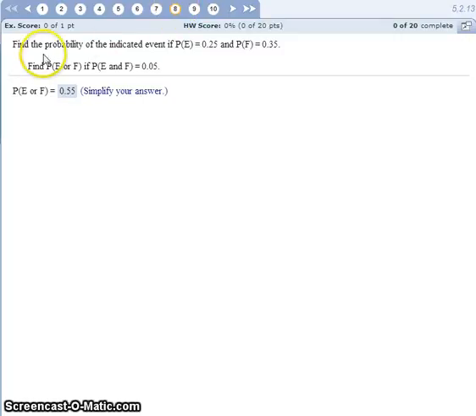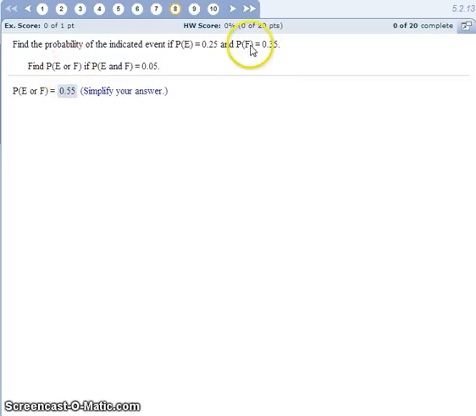For number 8, we're trying to find the probability that E or F occurs. So it could be that just E happens or just F happens, or maybe they both happen, but we're trying to find the probability that at least either E or F, maybe both, but one of them is going to occur for sure.